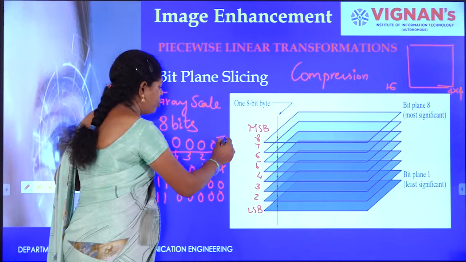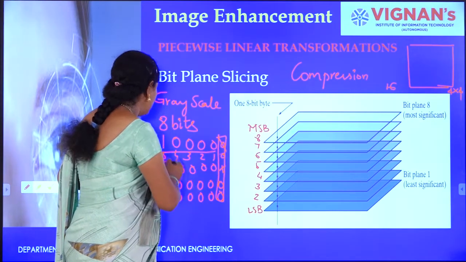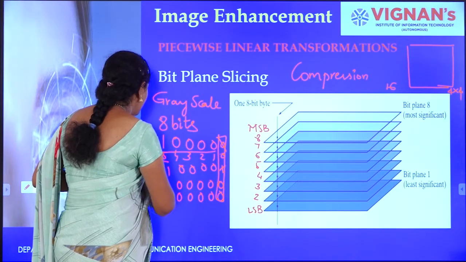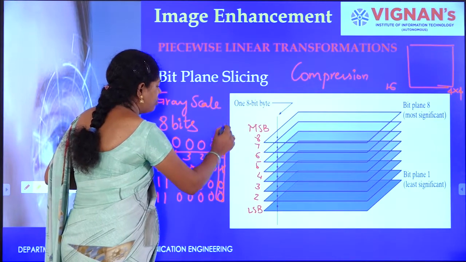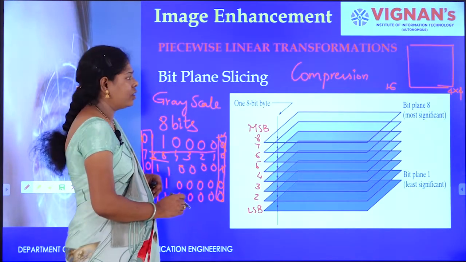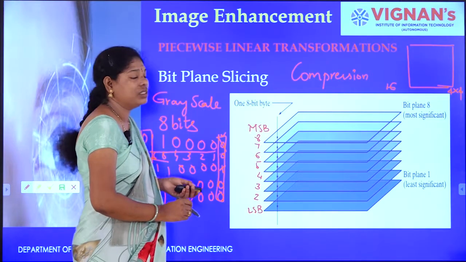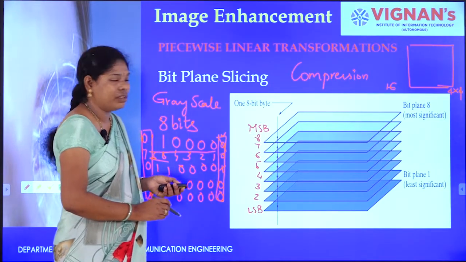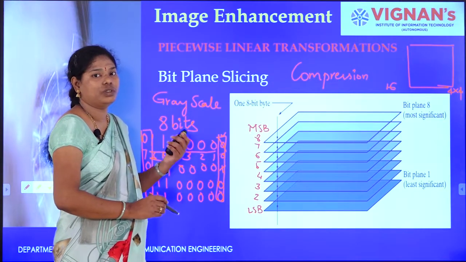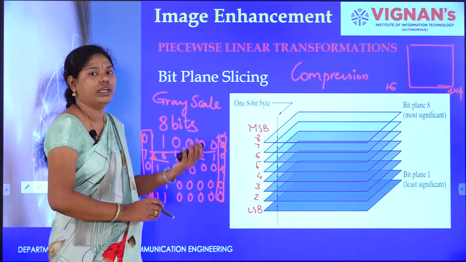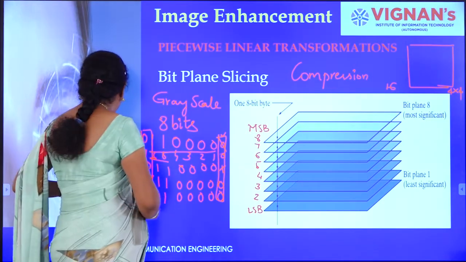If you modify the LSB, there is no problem. If it is an MSB modification, there is a problem. So we go for elimination of the LSB only. The bit plane slicing method is used basically for compression, to reduce the size of the data and the size of the image.